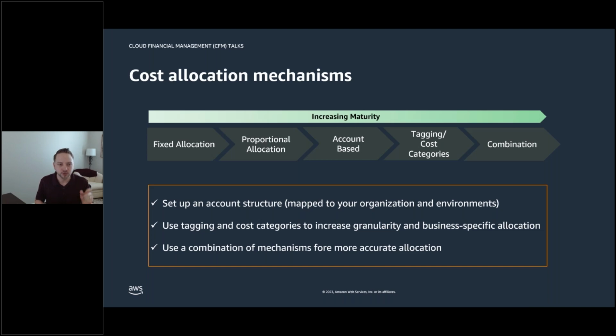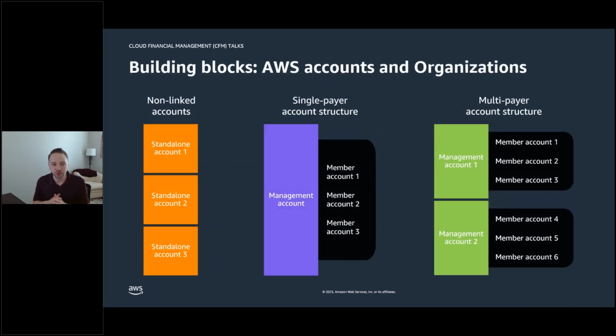Let's start with that first one, AWS accounts. AWS accounts provide a natural boundary for isolating costs. It's the core resource container in AWS. As a result, some strategies will start with using accounts as the first place to assign or allocate your costs. You'll see on the left, you could just have some standalone accounts that, as a building block, lets you pay for your resources directly.